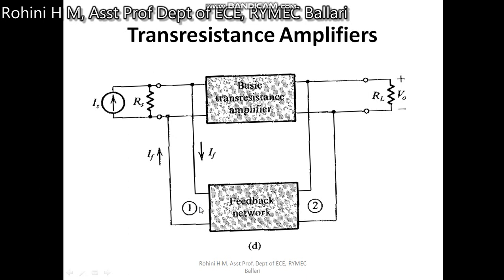The next and last topology here is the transresistance amplifier. Here the output is voltage whereas the input is current, V by I. Therefore it is called a transresistance amplifier, output by input, V by I.